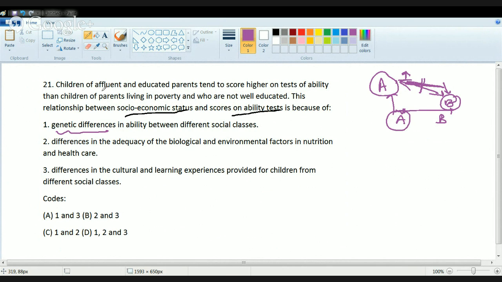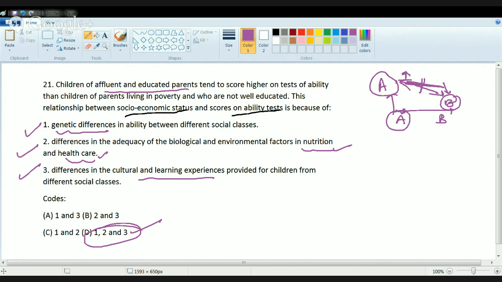So one reason that children of affluent and educated parents perform well is, firstly, the genetic difference. Then the level of nutrition and healthcare, obviously, because they have more money and more information and knowledge, they can afford better healthcare and better nutrition. They have much more awareness. And finally, they have much better cultural and learning experiences. They can provide well-to-do schools as compared to people living in poverty. So all three here are correct, and D is the correct explanation for this case.